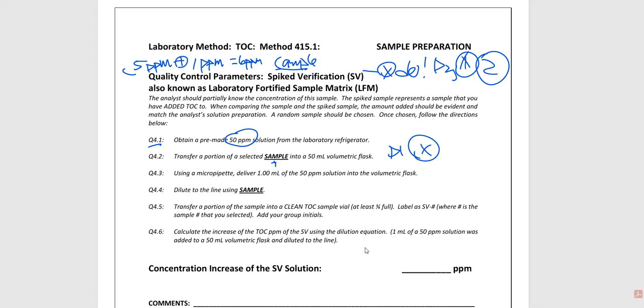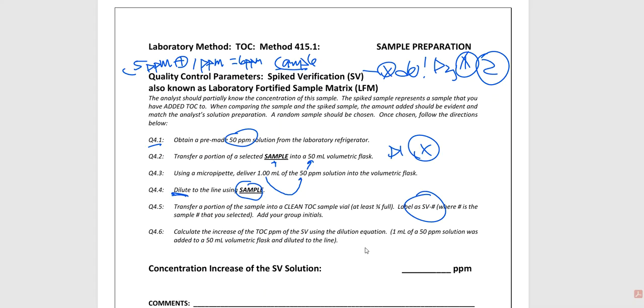So some of the sample goes into the 50 ml volumetric. Then using a volumetric pipette, we're going to add 1 milliliter of the 50 ppm into that 50 ml volumetric flask, and then we're going to dilute to the line. But when we dilute, alert, no DI. It is all sample. We're spiking a sample. Sample is what needs to go into the volumetrics. So then we're going to pour that into our spiked verification.